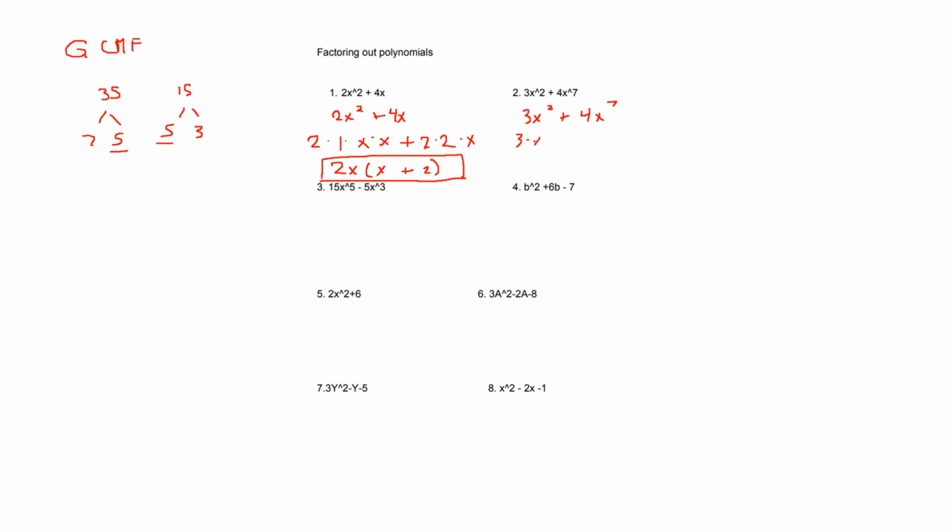Here we have 3 times x times x. Oops, this is a times. Plus 2 times 2 times x times x times x times x times x times x times x. So here, the greatest common monomial factor, or what you could factor out, is just x squared, because there's nothing common between the coefficients. We have 3 and 4, so that doesn't work. So you could pull out an x squared, and you're left with 3 plus 4x to the power of 5 as your answer.